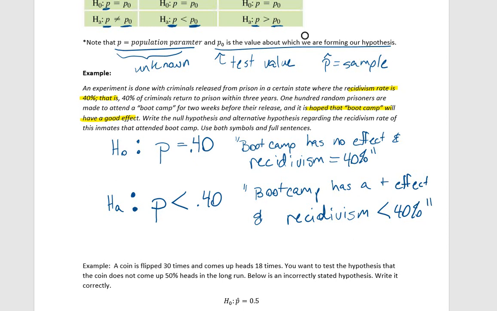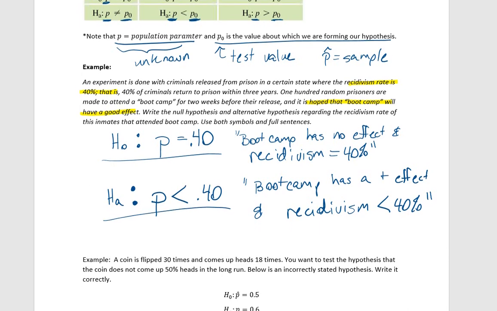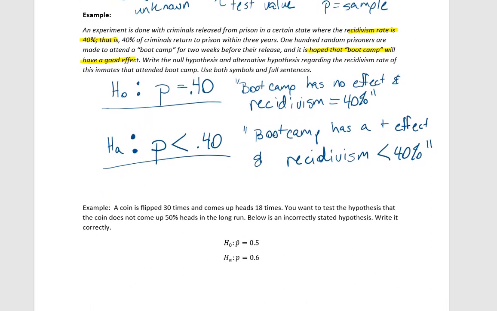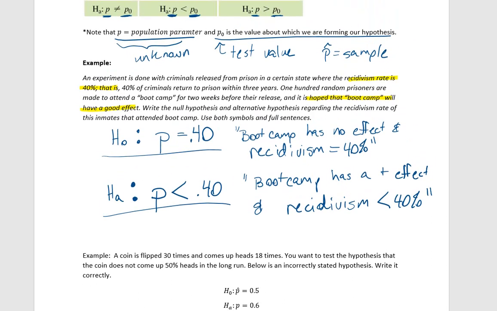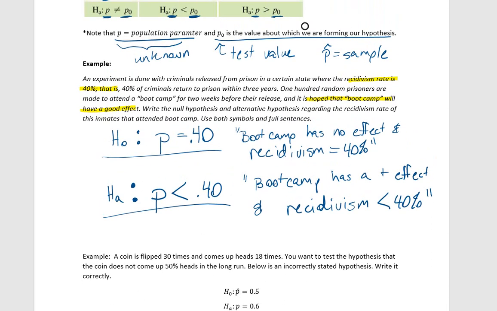So that would be our status quo. So we assume that our test is going to do nothing. And then the alternative hypothesis is, hey, we hope it makes it less. Notice I didn't use any p-hats here. The reason I didn't use any p-hats is because you don't use p-hat until after you've collected your data. So you should always state your hypothesis before you collect your data or your sample. Otherwise, it's unethical.